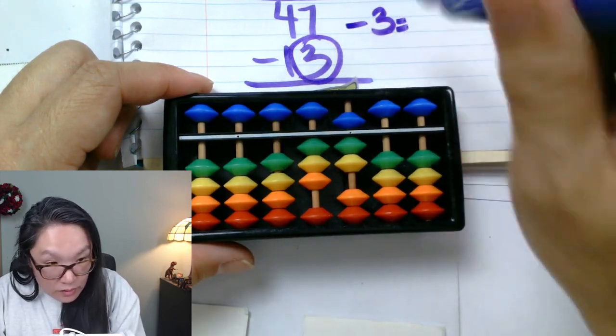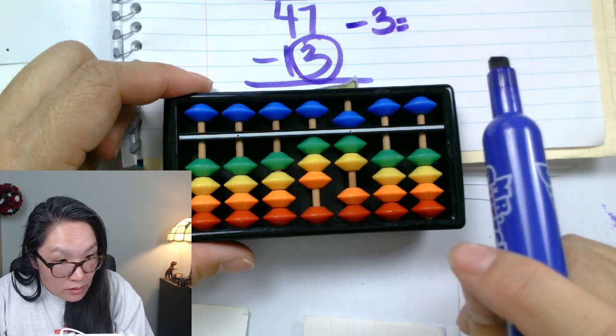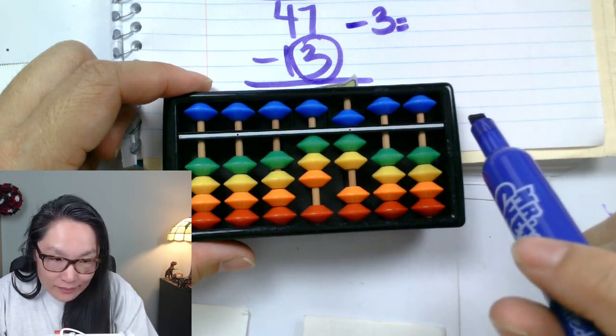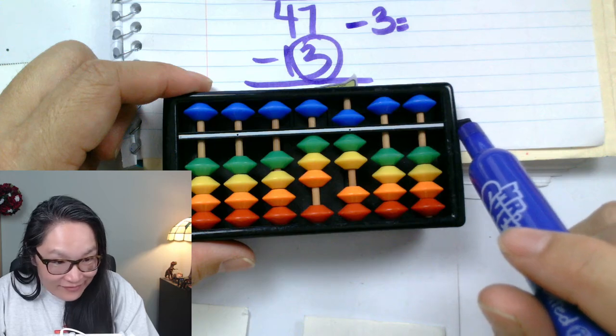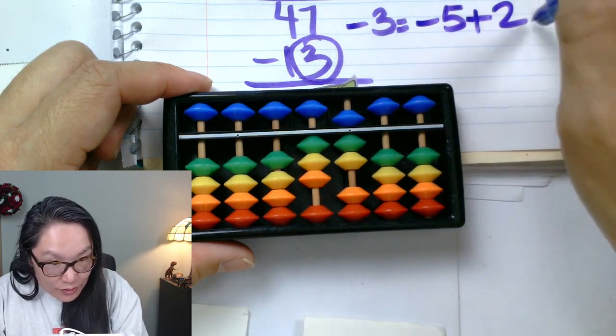Minus 3 equals... how do we take away the 3? It's the other way, Jose. It's minus the 5 plus the 2.